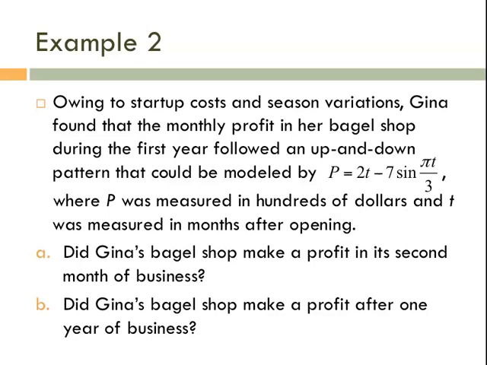Okay, so there are a couple of things to note before we get into the math here. First, the equation that's given to you, P equals 2t minus 7 times sine of pi t over 3. If you see pi inside of the trig function, you'll know that we are working in radians. Another thing to note, P is in hundreds of dollars and T is measured in months. Notice how in part B it asks for the profit after 1 year of business. Just be sure that you are converting that into months before you plug that in.